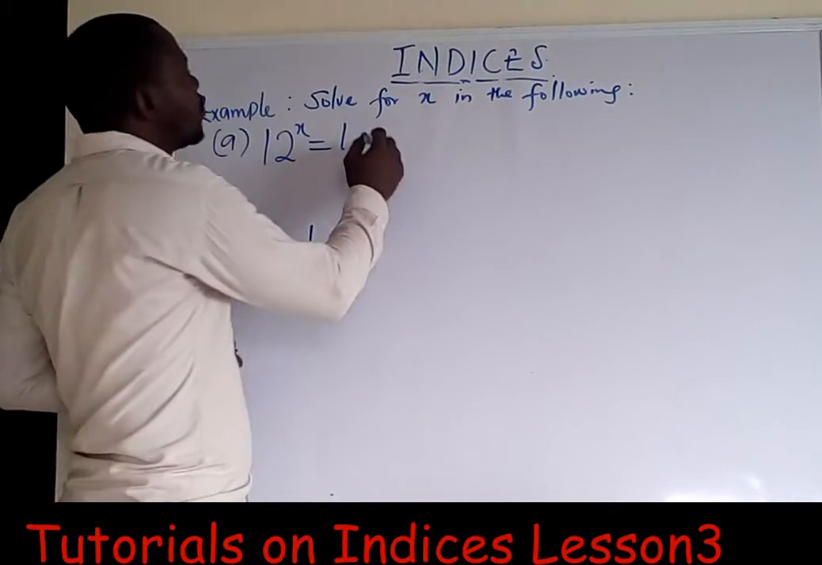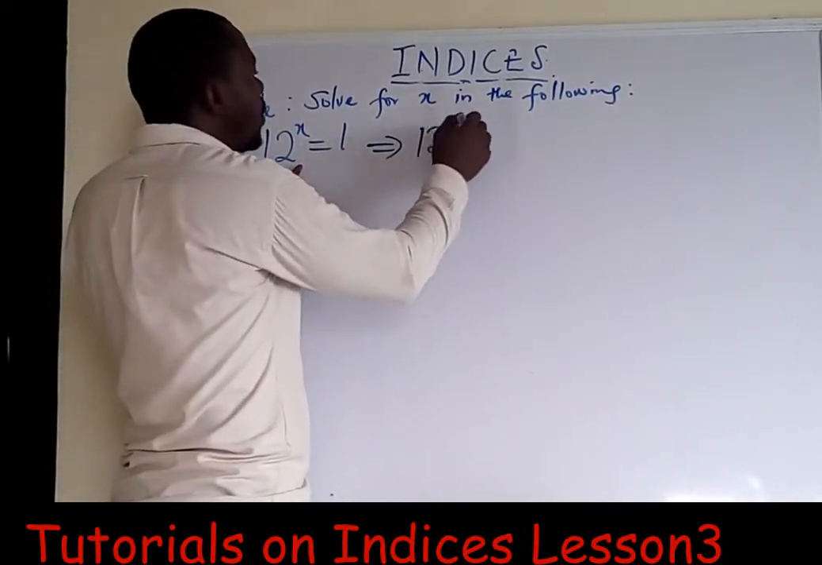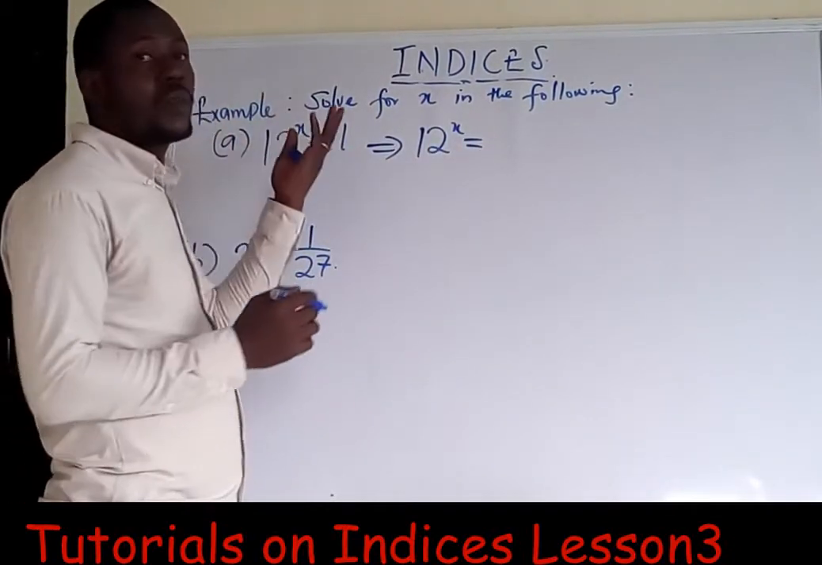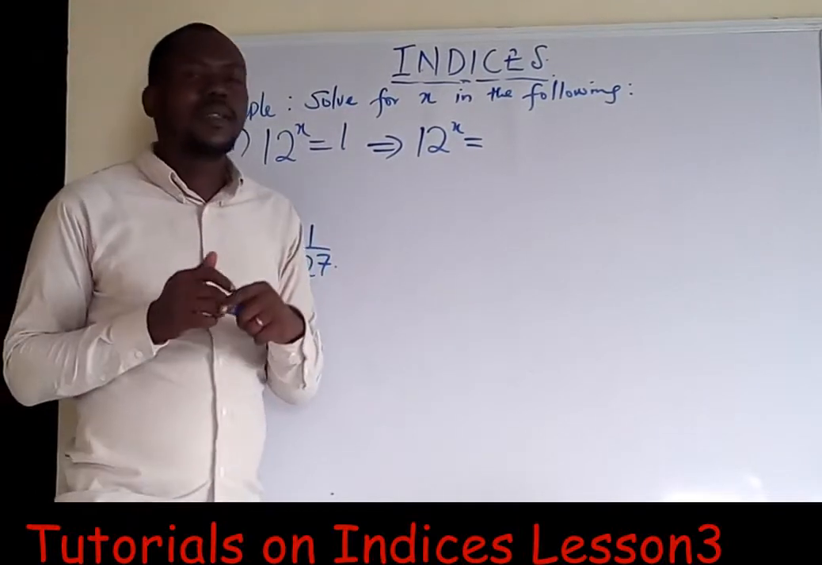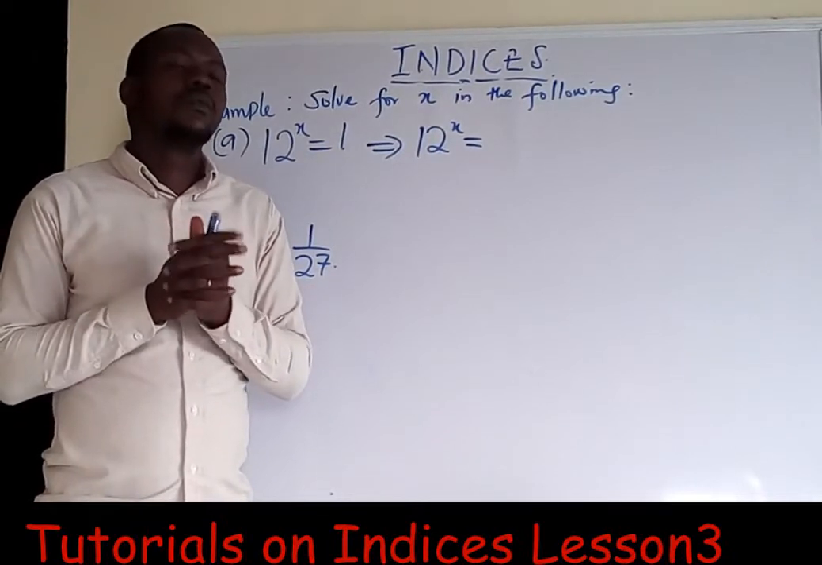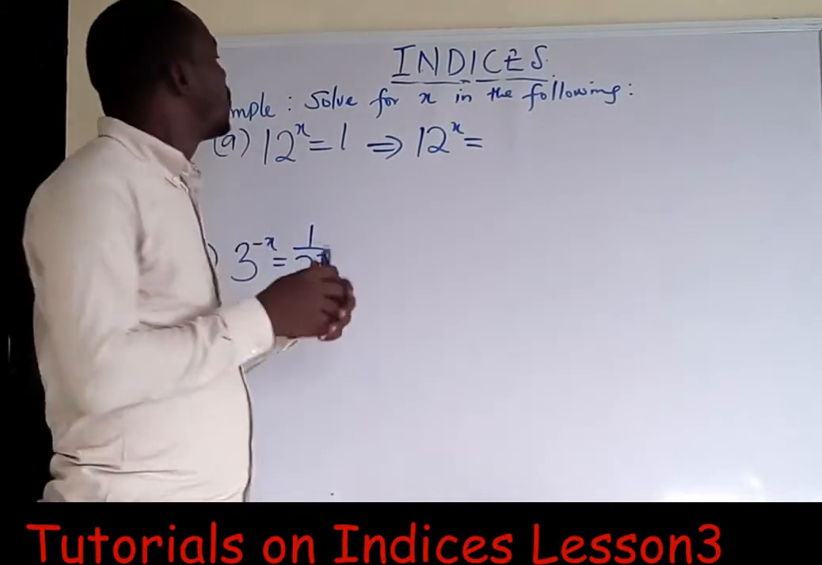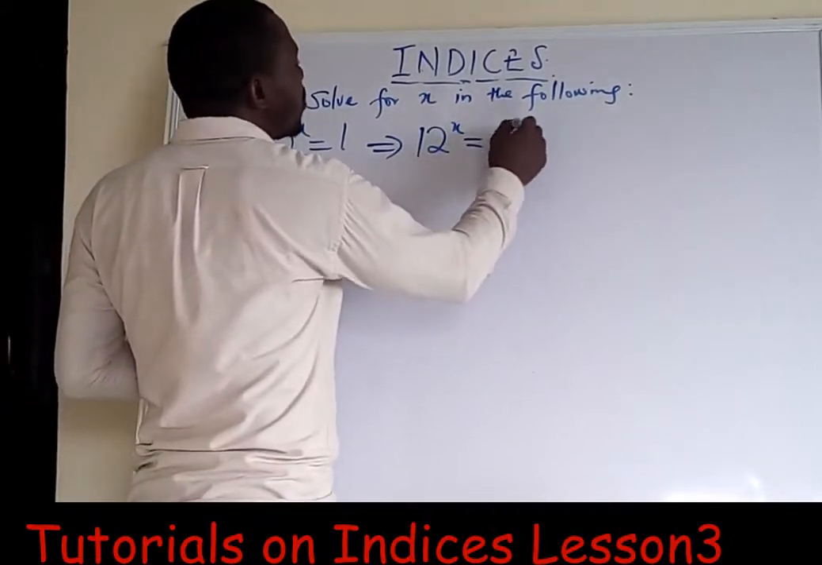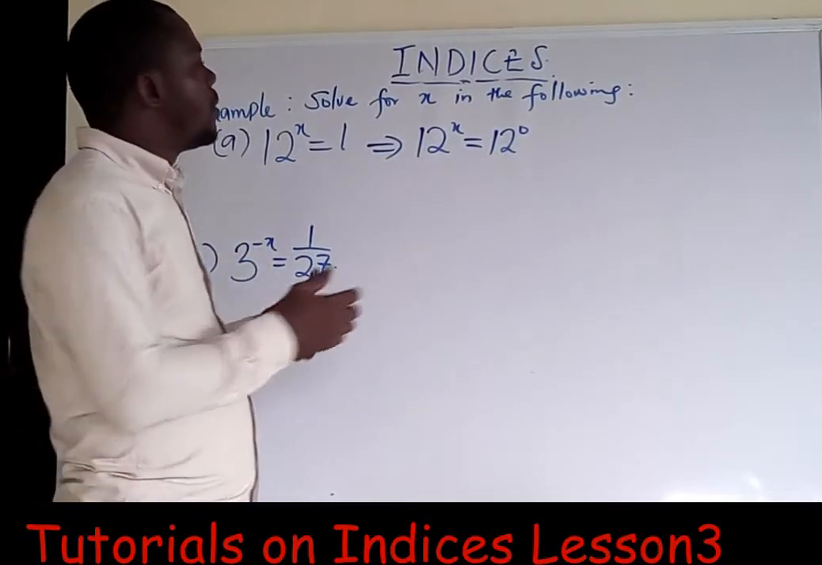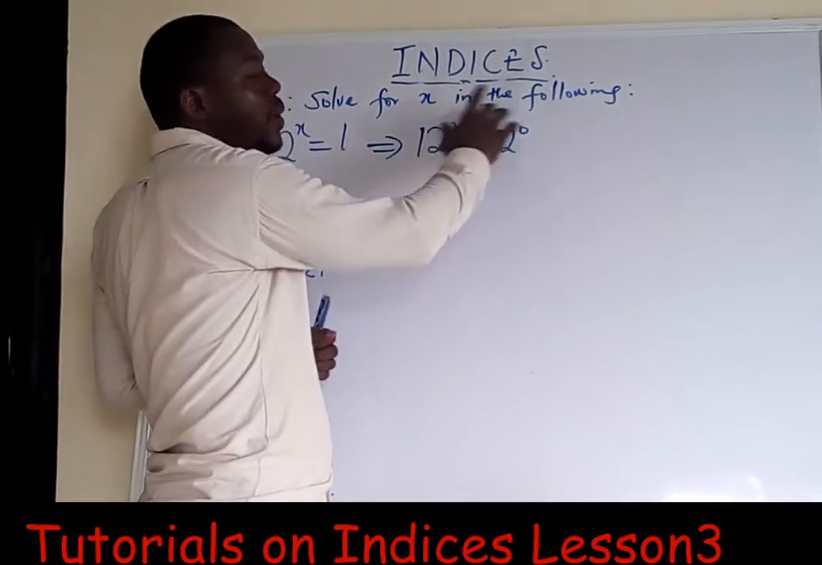So the first thing that we want to do is to recognize this 12 raised to the power x will remain equal to, how can I transform this one to 12 raised to the power something? And don't forget that in the previous lesson, we said any number raised to the power 0 is 1. So now I can equally say 12 raised to the power 0 is equal to this one here. So I've been able to make the 2 of them equal in terms of the base numbers, even though their powers are not the same level.